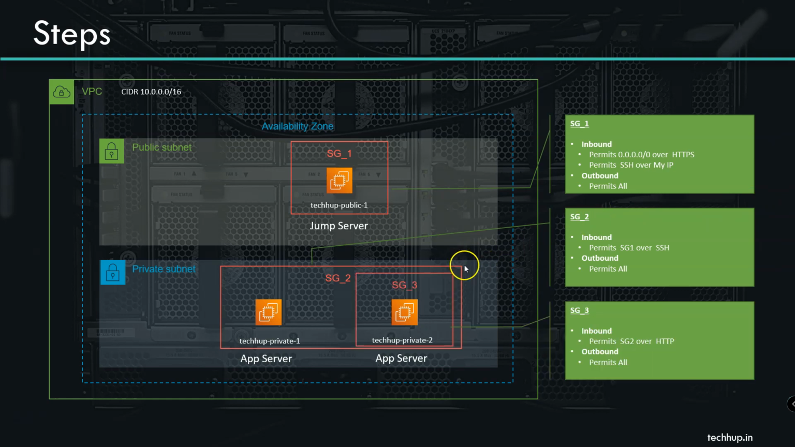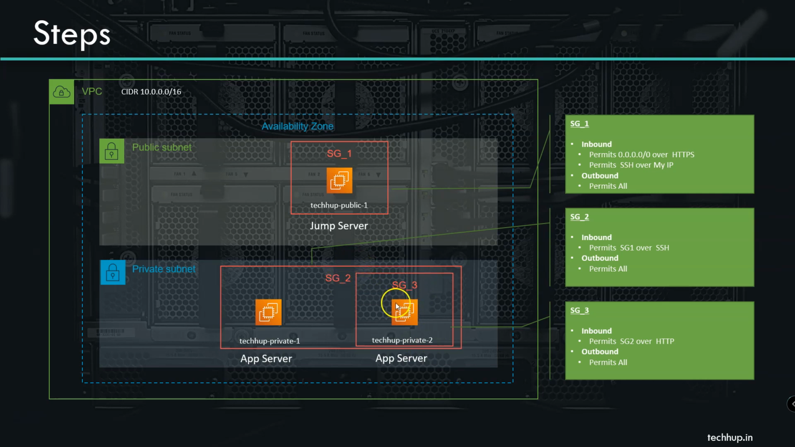Now in the third part, the property that we would see is how multiple security groups can be attached to a single EC2 instance. So we'll have TechHub Private 2 implement a security group 3 as well in addition to security group 2.